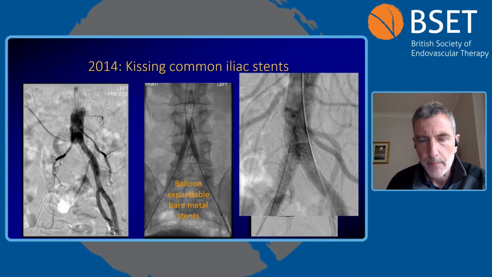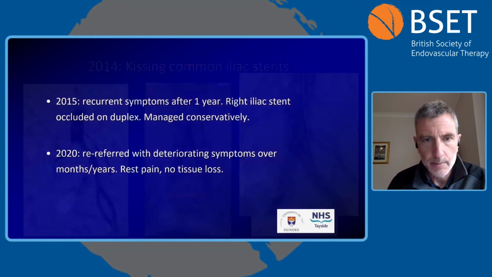However, it was unrecognized that the stents were actually malpositioned, and hopefully you can see that the left iliac stent is actually completely overriding the right common iliac stent. I've just outlined the radiopaque markers at the top of both stents, so hopefully you can see that. And that was not recognized at the time.